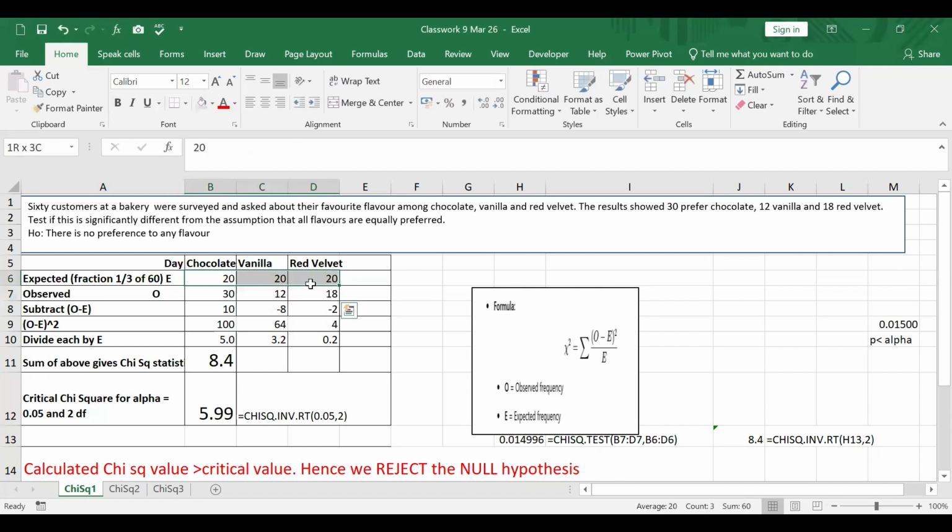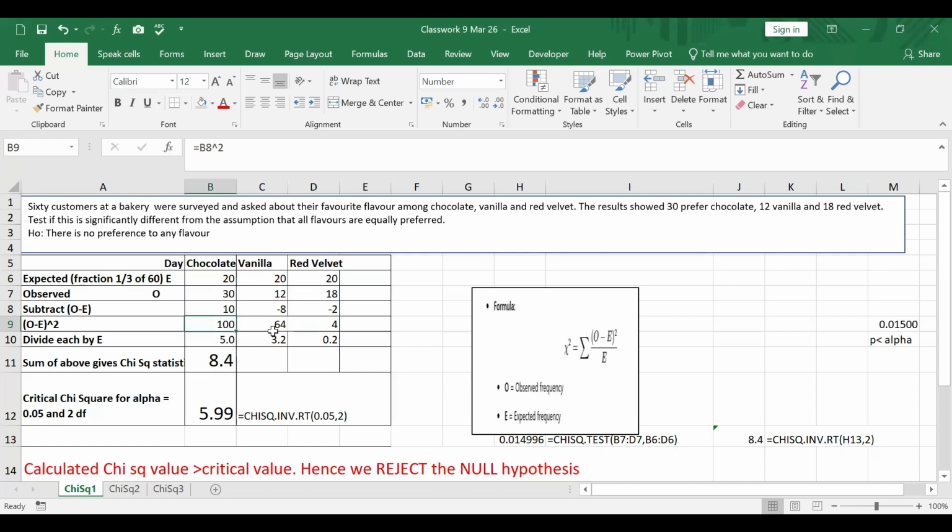This we calculated. Now how to calculate the chi-square statistic is O minus E. So this is O minus E, 30 minus 20. The formula is here. Then drag the formula here and to here. So it is 18 minus 20. So you get 10, minus 8, minus 2. Now this is square of that. So square of 10, square of minus 8, and square of minus 2.